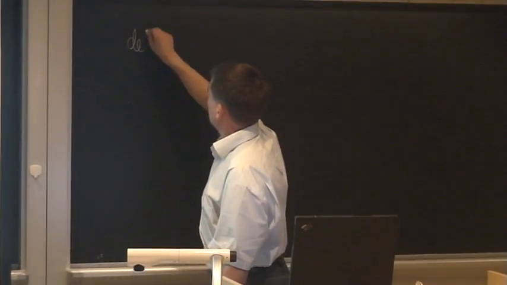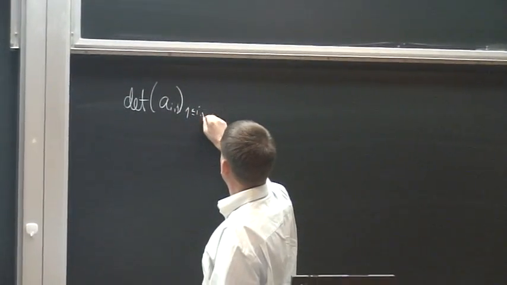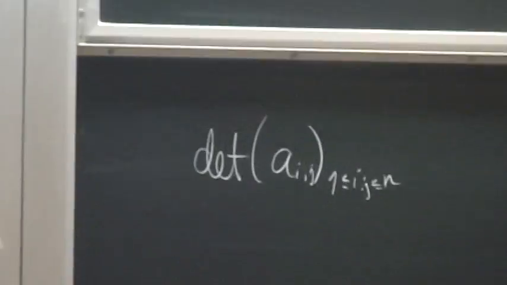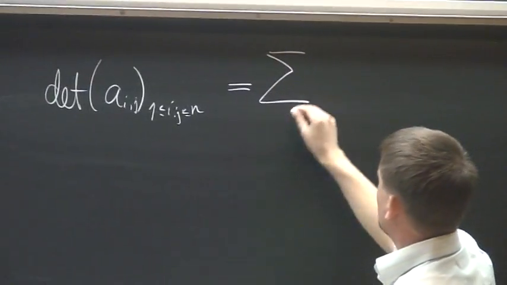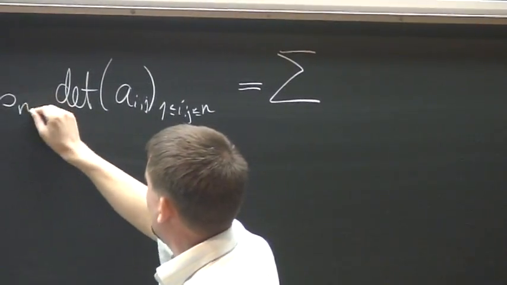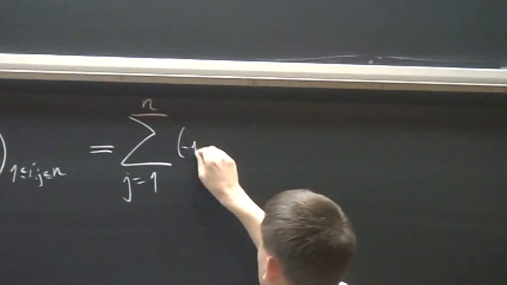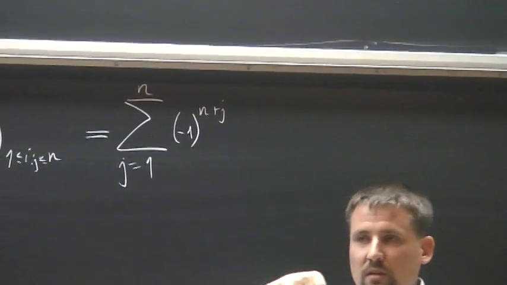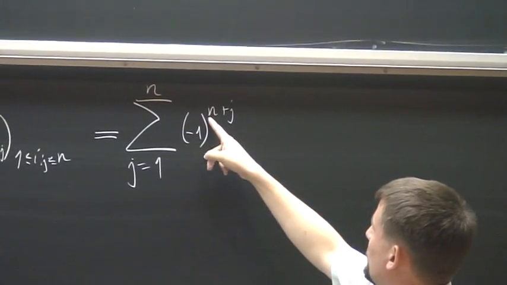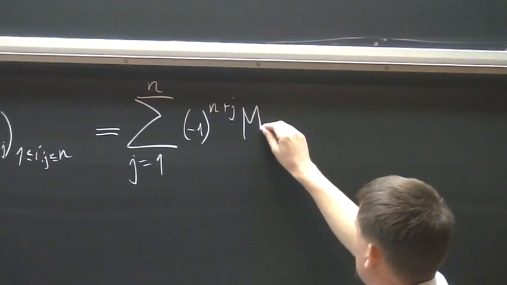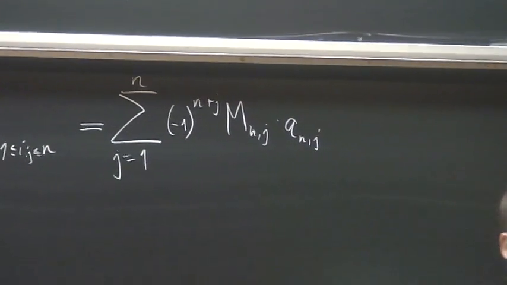So if we want to compute this determinant, then everybody knows we can do a Laplace expansion. This is nothing else, and this determinant is called Bn. This is nothing else than the sum over j from 1 to n. So we expand along the last row of entries. So we get minus 1 to the n plus j, then the minor Mnj times Anj, right?